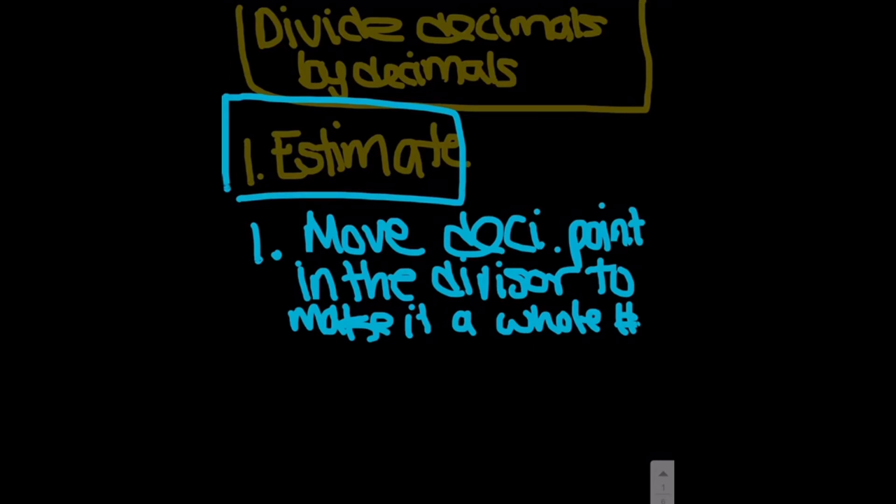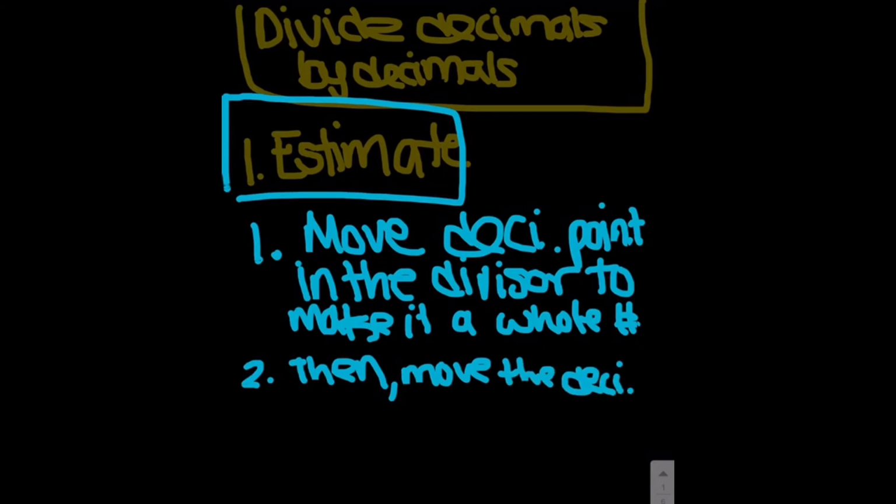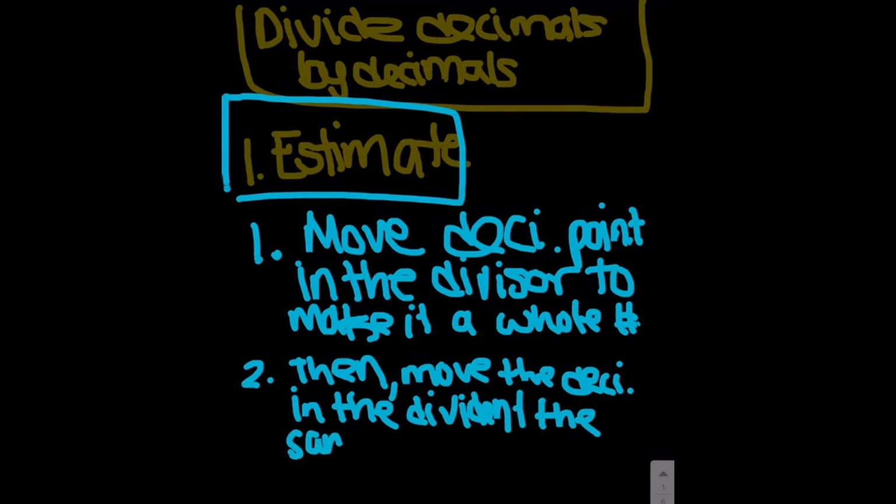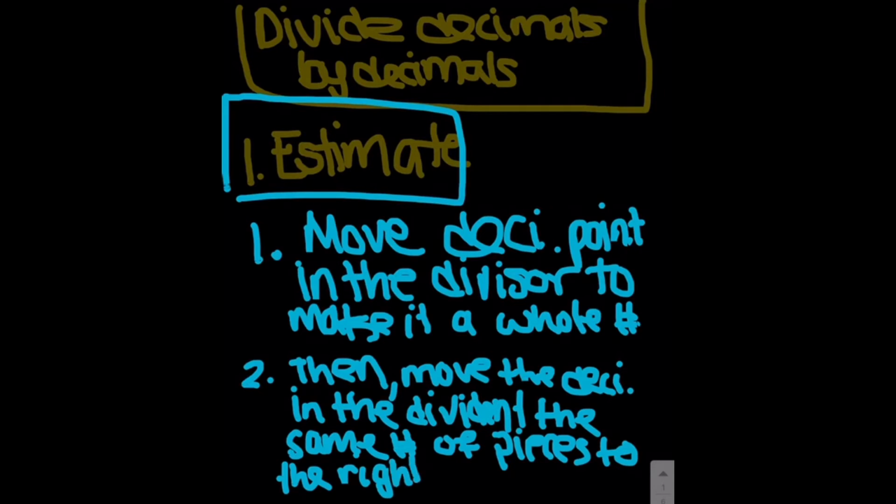And so step two is then move the decimal in the dividend the same number of places to the right. So what do I mean by that? I know it's a little complicated.